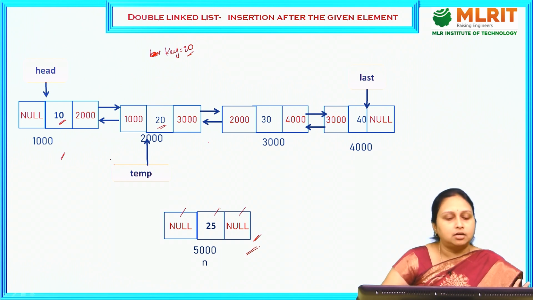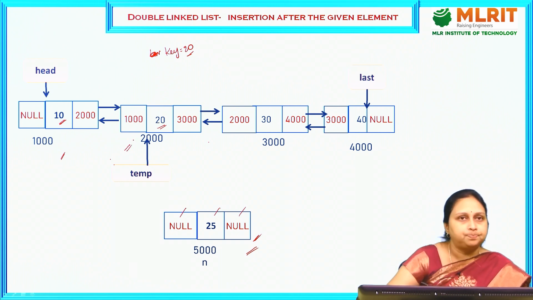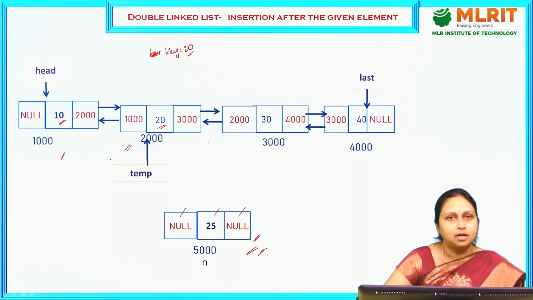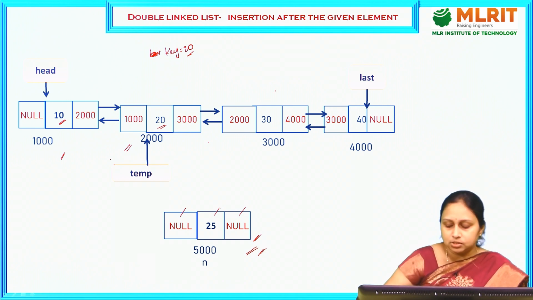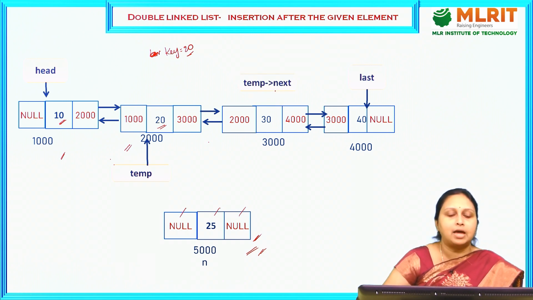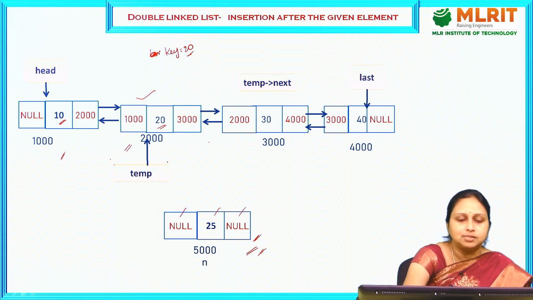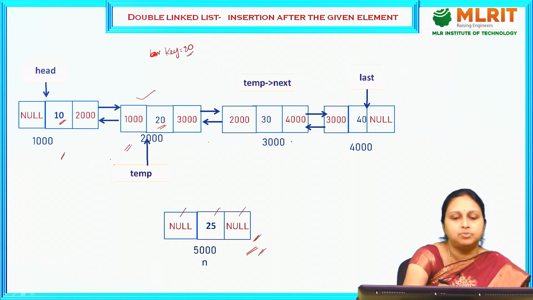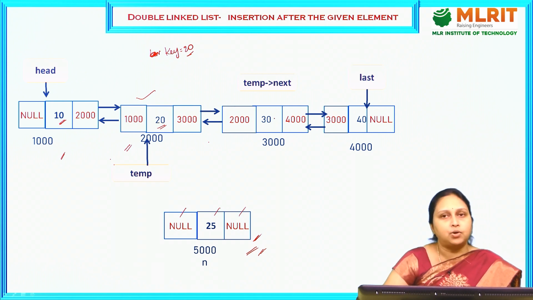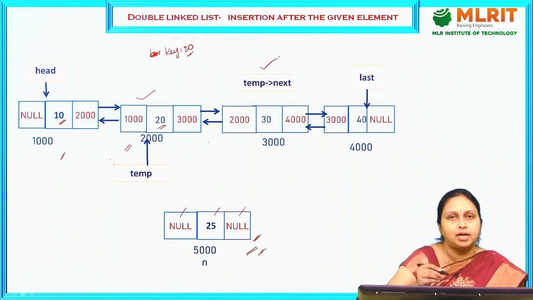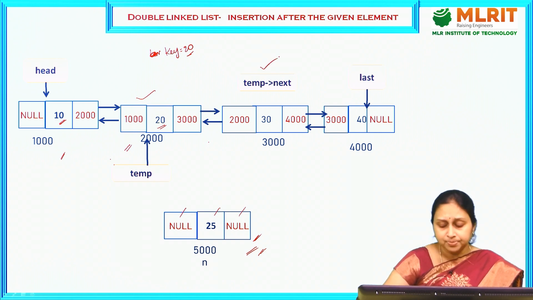Here, the name of this node is temp and the name of this node is n. And what is the name of this node? This node name is temp arrow next. This is temp, right? The name of this node is temp, and this is storing the address of 3000. That's why we can name this node as temp arrow next. Okay. Now make the connections.